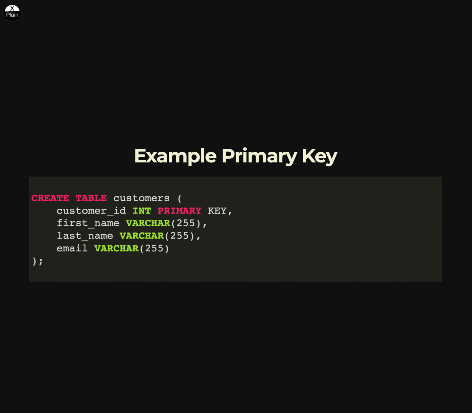Here is an example of creating a primary key in SQL. This statement creates a table called customers with a primary key on the customer ID column.